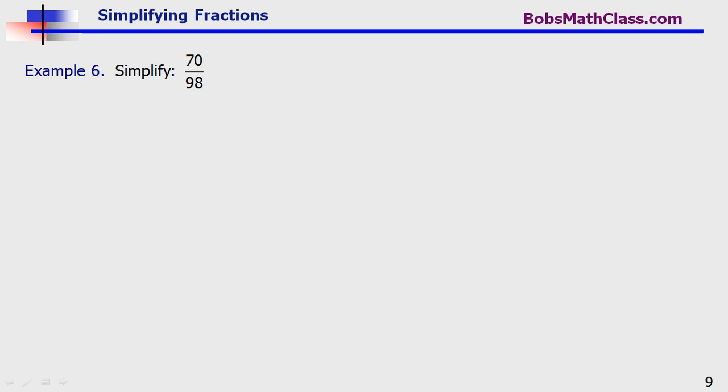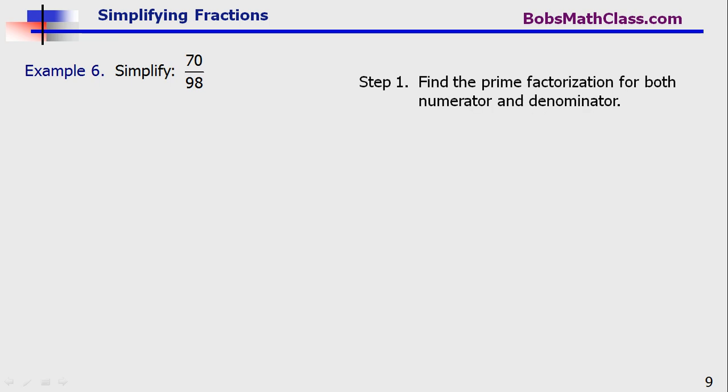70 over 98. You might want to pause the video, work it out on your own, then click back on play when you're ready. So find the prime factorization for both numerator and denominator. 70 is 2 times 5 times 7, because 70 was 10 times 7, and 10 is 2 times 5. 98, let's see, it's 2 times 49, and 49 is 7 times 7.